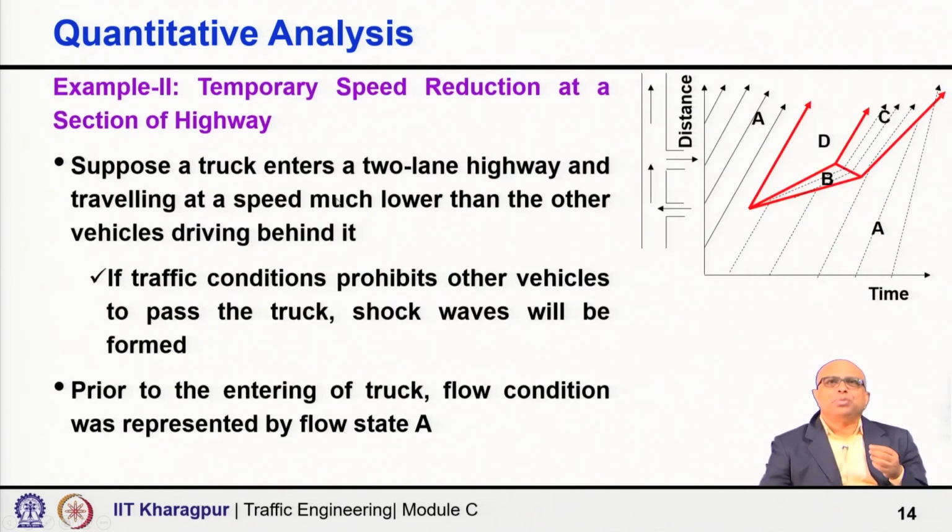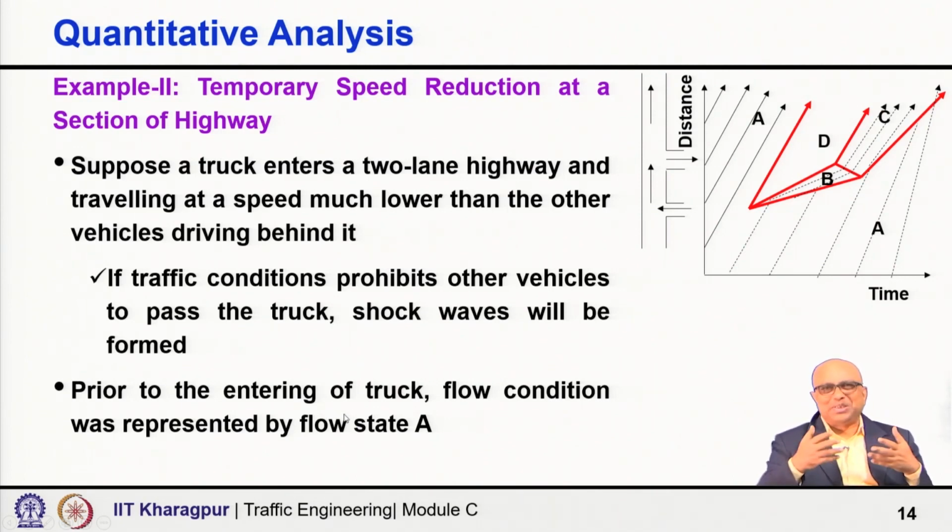This is another example, which refers to a temporary speed reduction at a section of highway. Suppose the traffic is moving like this and a truck enters a 2-lane highway, traveling at a speed much lower than the other vehicles driving behind it. The truck is entering here with a lower speed. Now, if traffic conditions prohibit other vehicles from passing the truck, then a shock wave will be formed.